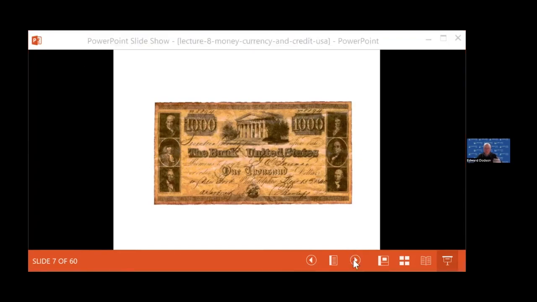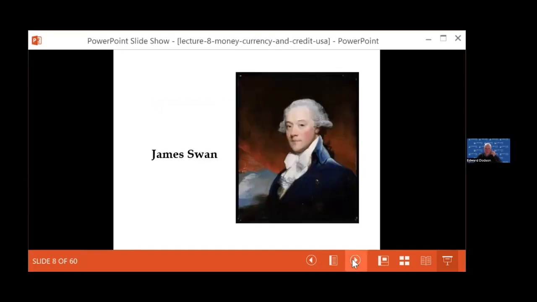The government is still dealing with its debt. So in 1795, the US government was able to finally settle its debt with the French government when this fellow, James Swan, who was a Boston banker, was acting as an agent for France. He negotiated a refinancing of the debt with the United States government. And the way it worked was pretty cool.